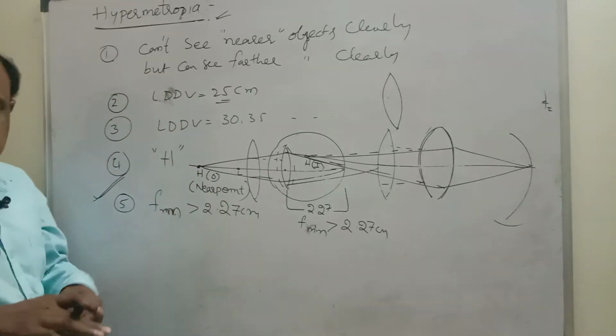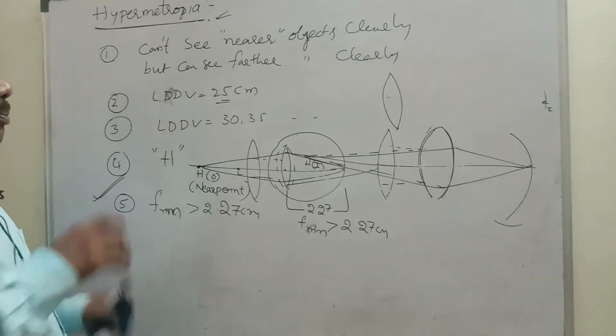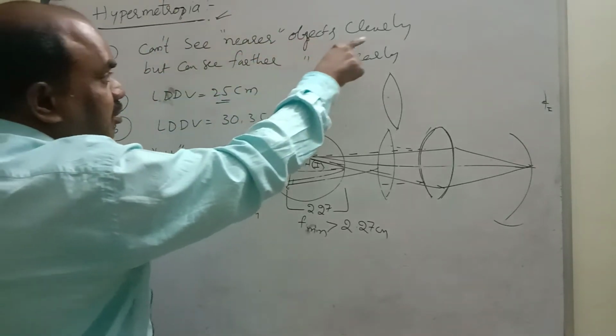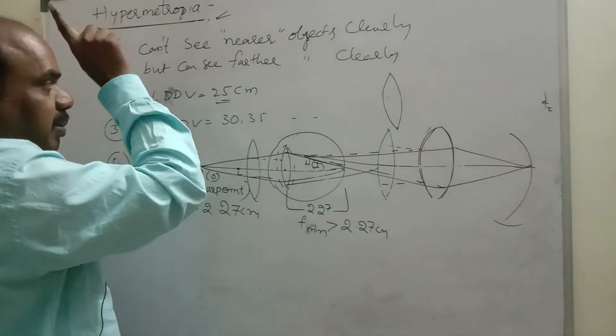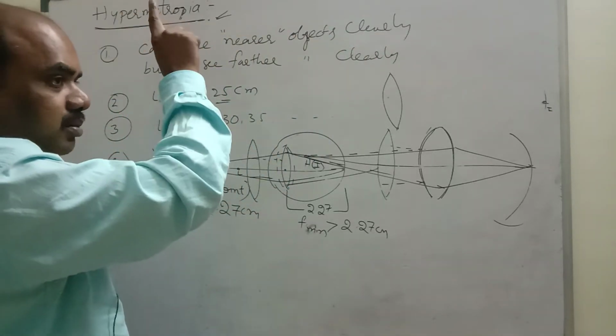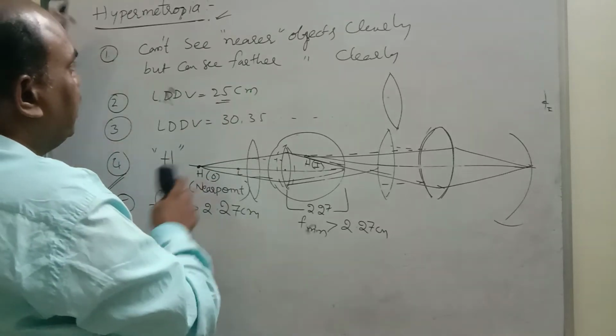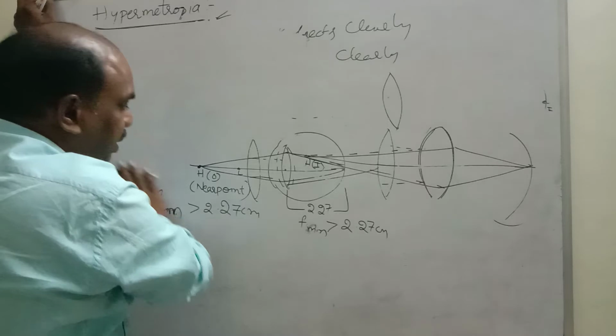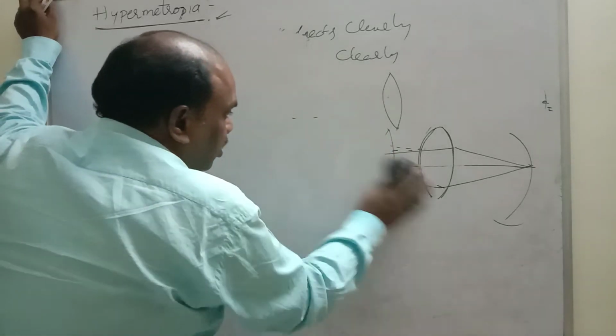Revise once. Any doubts, write in the comment section. The person who cannot see farther objects has myopia. The person who cannot see nearer objects has hypermetropia. Myopia patients cannot see farther objects, whereas hypermetropia patients cannot see nearer objects.